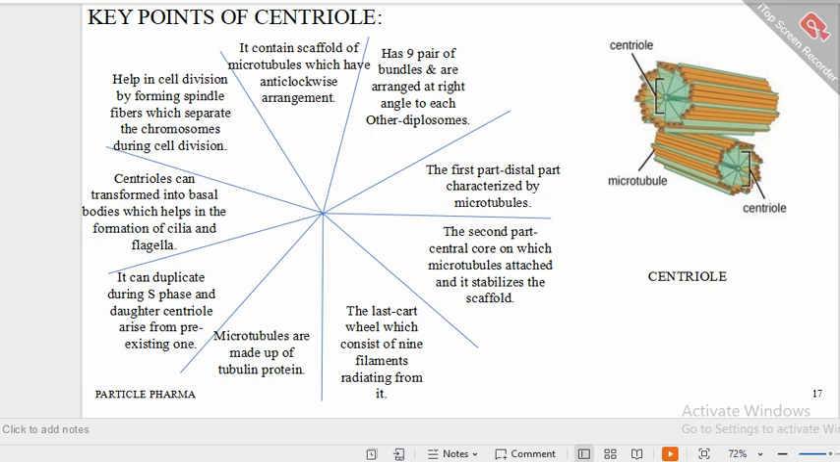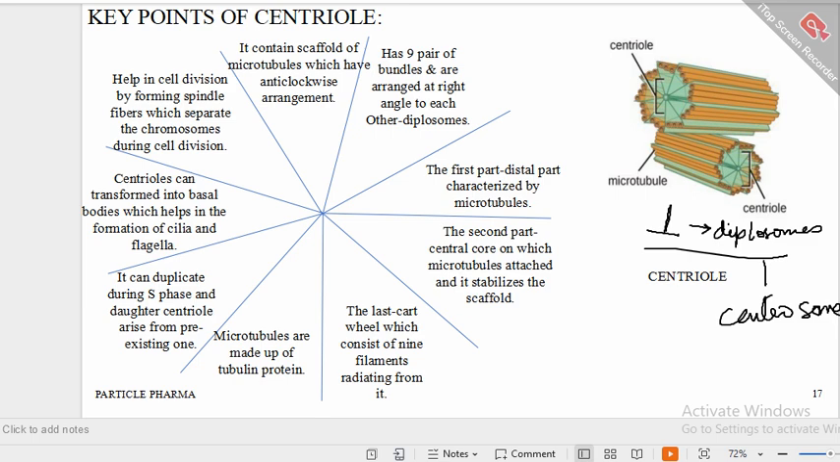The region of the centriole, meaning the pair of centrioles which are arranged perpendicular to each other, that region is known as the centrosome, whereas that arrangement, where they are perpendicular to each other, is known as diplosomes. So these are the microtubules. They are arranged in a scaffold in an anti-clockwise arrangement, and it has three parts. The first part is the nine pairs or bundles of microtubules, which are arranged at right angles to each other.